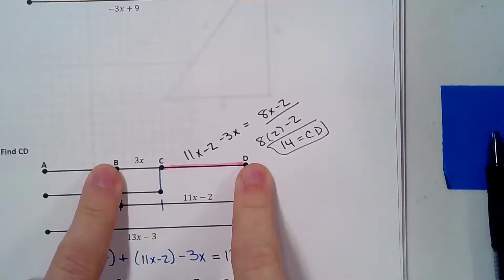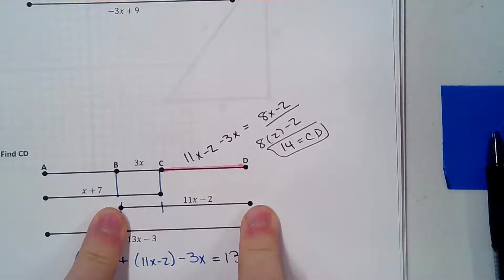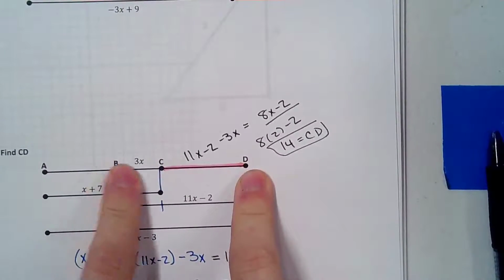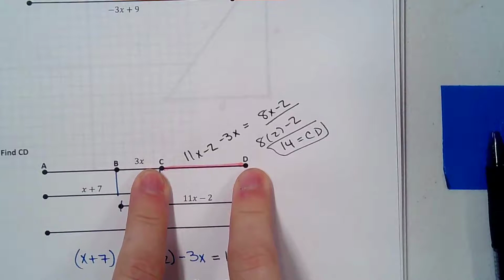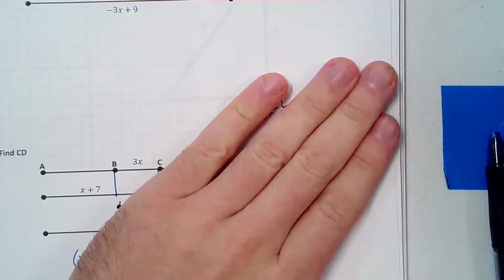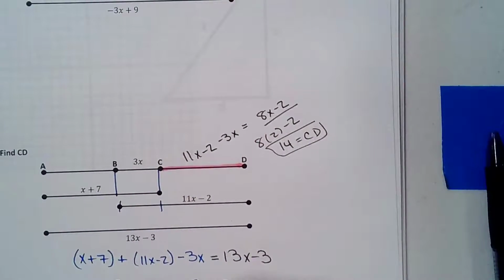This guy is 11x minus 2. I only want this bit, though. So what I do is I take 11x minus 2, and I subtract the 3x I don't want. Then I plug in 2. Are you seeing the logic? That's the important part. Try 1, try 2 without looking when you get home. Number 3.